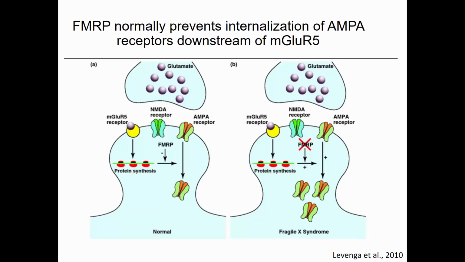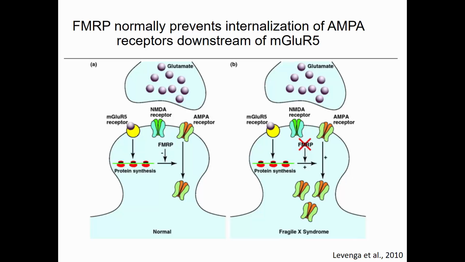So in the normal state, if you have FMRP on the left here, say glutamate binds to mGluR5, this triggers this protein synthesis, and FMRP sort of slows the internalization of these AMPA receptors. However, in Fragile X syndrome, if you don't have FMRP, it doesn't put the brakes on this process, and a lot more receptors are internalized, and the synapse is thus weaker.